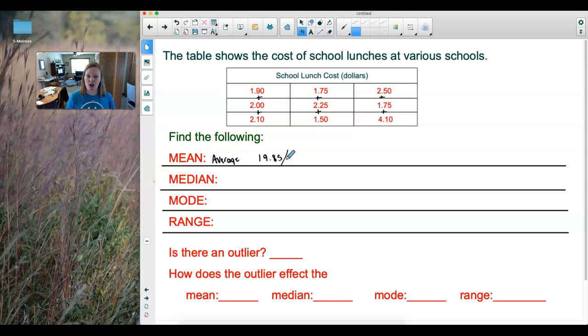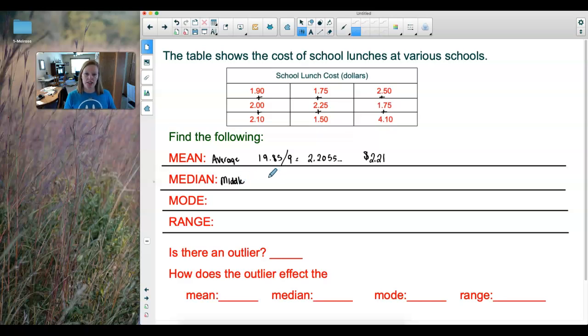So in this case, there are 9 different school lunches. So divide by 9, and you get 2.2055, and so on. We can't leave it like that. In terms of money, the average school lunch is going to cost $2.21. Okay, so remember, you add them all up and divide by how many there are. Now, median is the middle number.